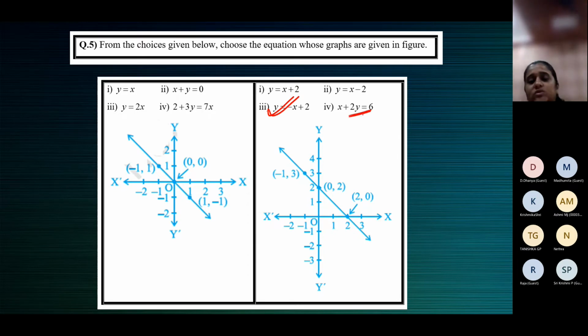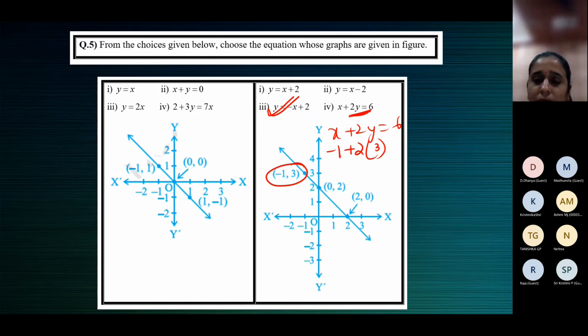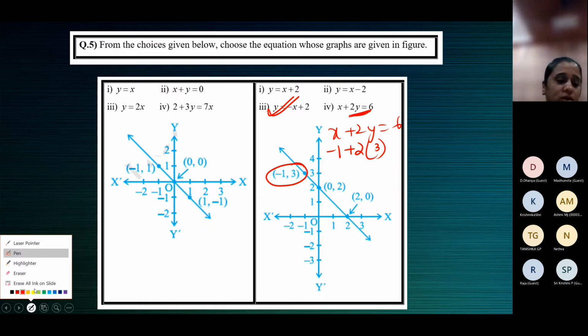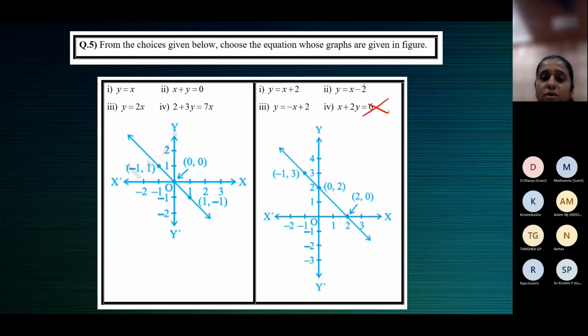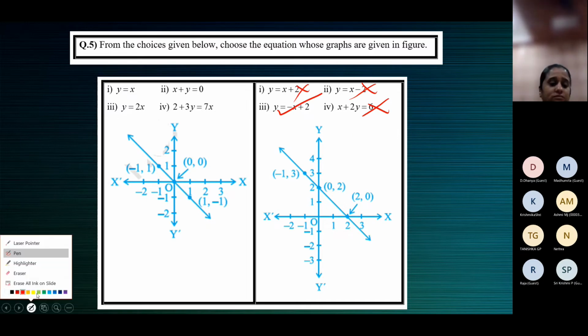But let's just check the fourth one also. The fourth one, x plus 2y is equal to 6. Now supposing we take this point, x is -1 plus 2 into y, 3. What is the answer? 6 minus 1, 5 we get. You don't get 6, you get 5. So the fourth one is not possible. All these three are not possible. So this is the correct equation.